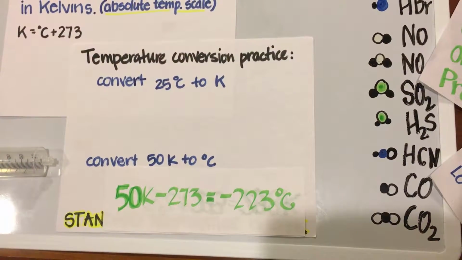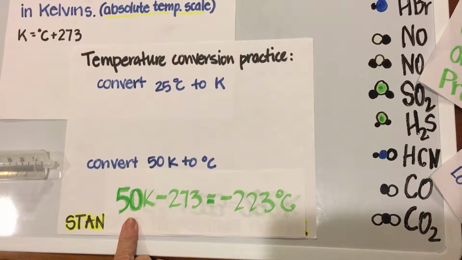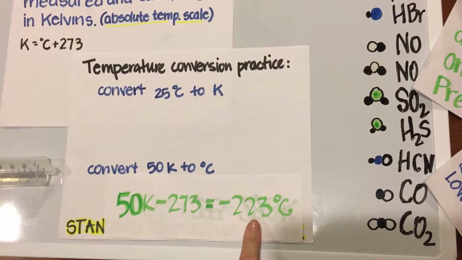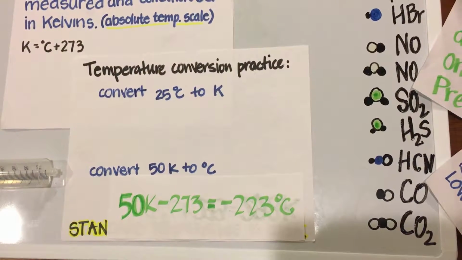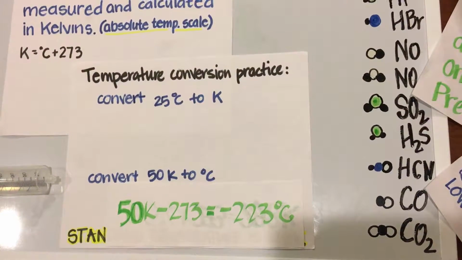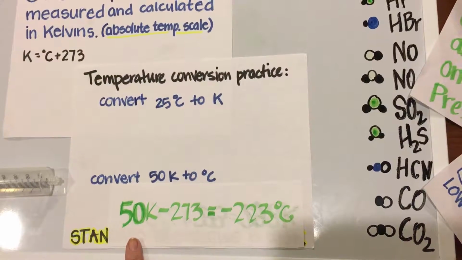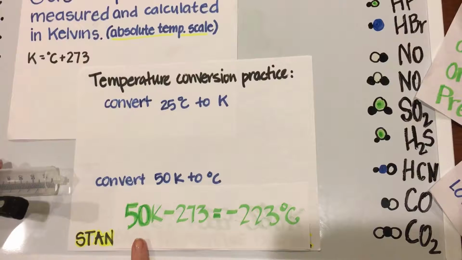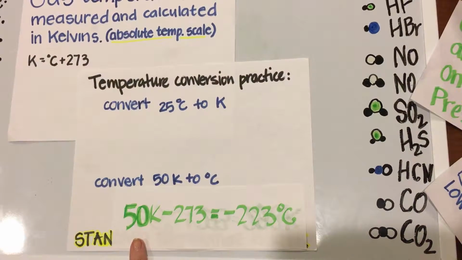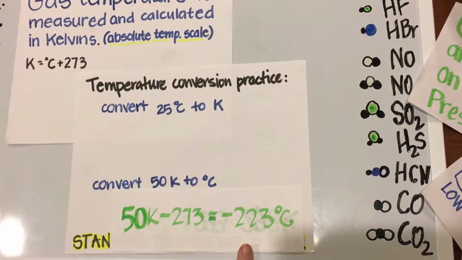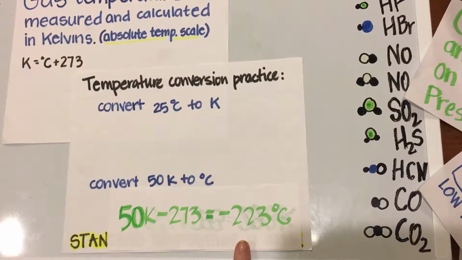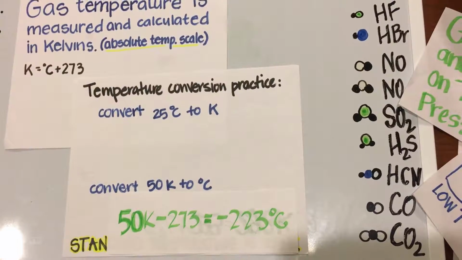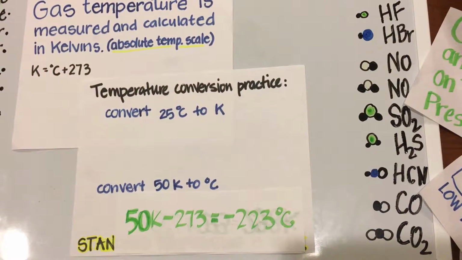That simply becomes a subtraction. 50 K minus 273 equals negative 223 degrees C. Now 50 K is roughly the boiling temperature of many elemental gases. For example, fluorine boils at 53 Kelvin. So that's about negative 220 degrees C. You have a practice problem on your worksheet to do.